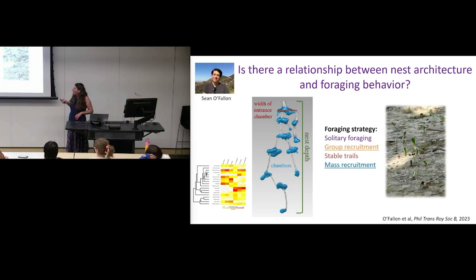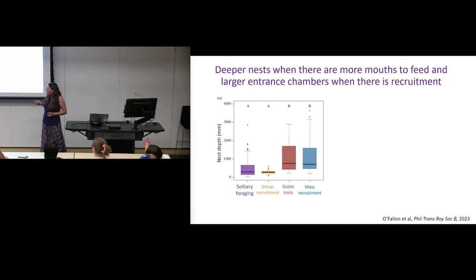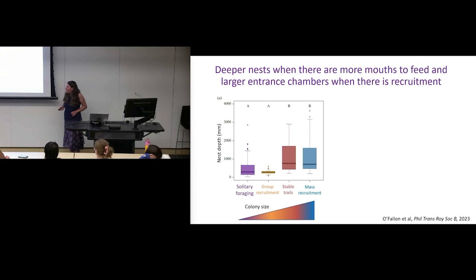And so what Sean found was that the depth of a nest, how deep it goes, was higher in these stable trail and mass recruitment species and smaller in these solitary foraging and group recruitment species. These actually map quite nicely onto colony size. Usually species with stable trails and mass recruitment are much bigger than solitary foragers or group recruitment species. So that matches a little bit what Julie found.